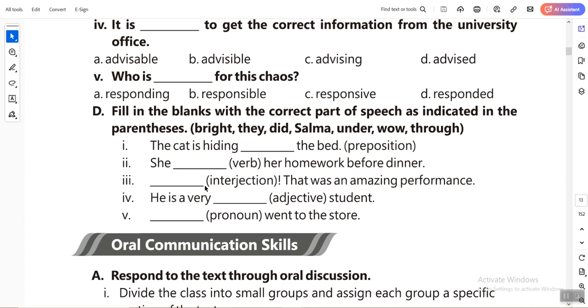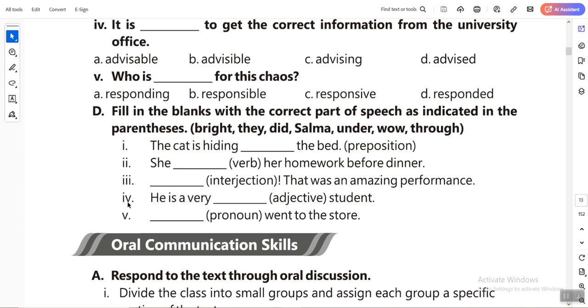Sentence number 3, dash, interjection. That was an amazing performance. Interjection is also a part of speech and it means words which show your feelings. Feelings can be of happiness or sadness or wonder or joy. So here you can write down any word which is an interjection. So here you can say wow. Wow, that was an amazing performance.